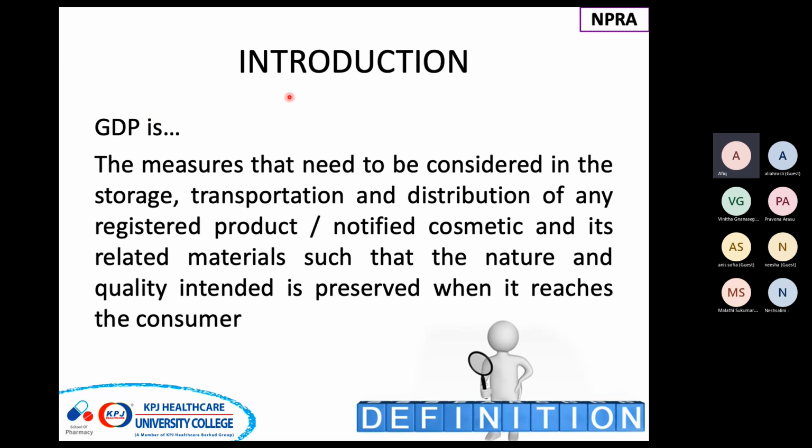So before we proceed, we're going to go to the introduction. So GDP, this is more like the definition, okay, or the principle of GDP according to NPRA. The measures that need to be considered in the storage, transportation, and distribution of any registered product or notified cosmetic and its related material, such that the nature and quality intended is preserved when it reaches the consumer. So this is the definition of GDP according to NPRA.